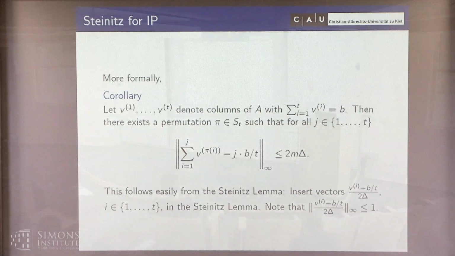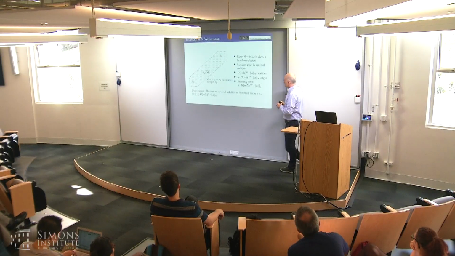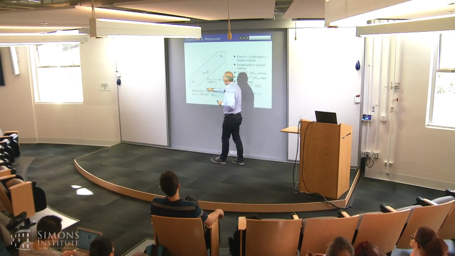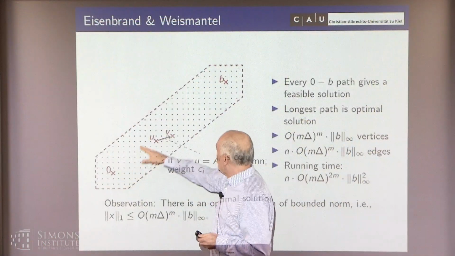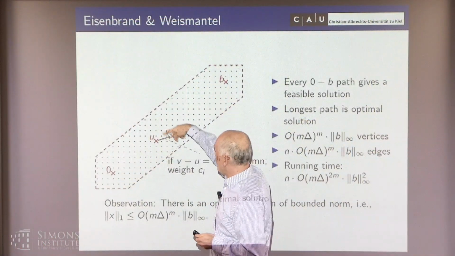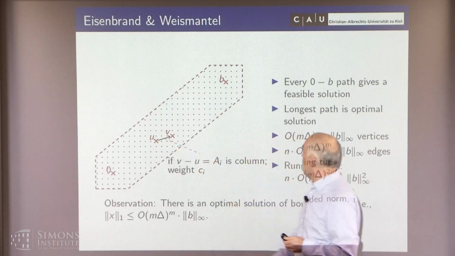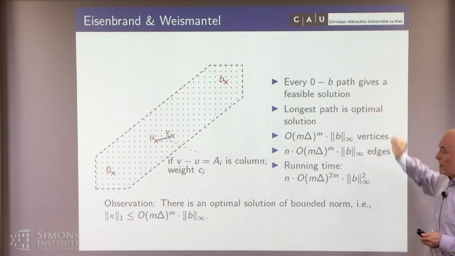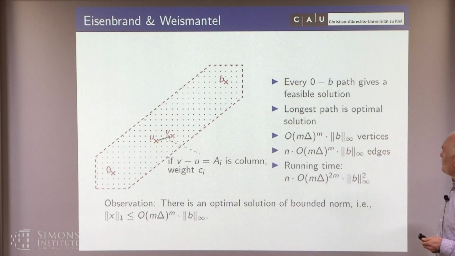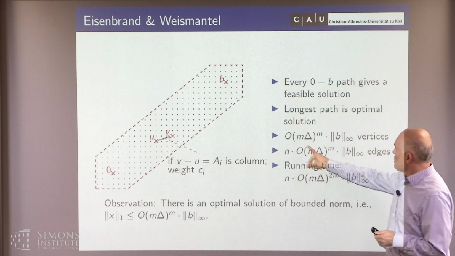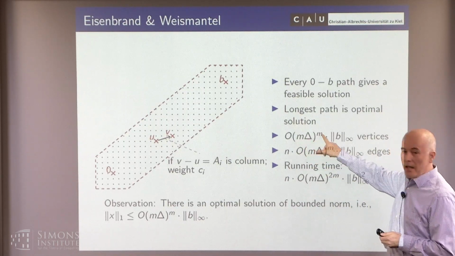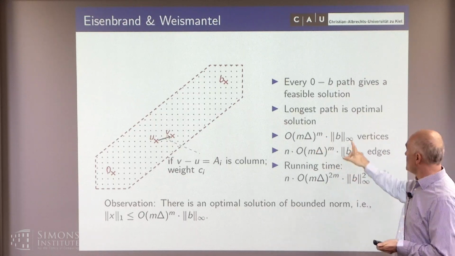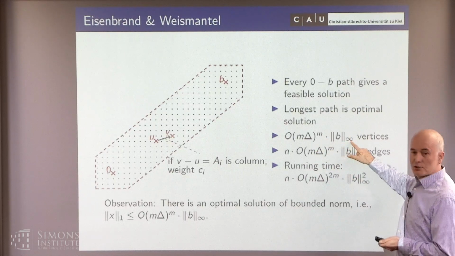So how can you use this now? You look at all the corresponding vectors that are close to the diagonal, and then you have to compute the longest path from 0 to b. An optimum solution is the longest path, a feasible solution is a path. The vertices, how many vertices do you have? We have something like m delta to the m, because we have a vector of dimension m times the largest entry in b.